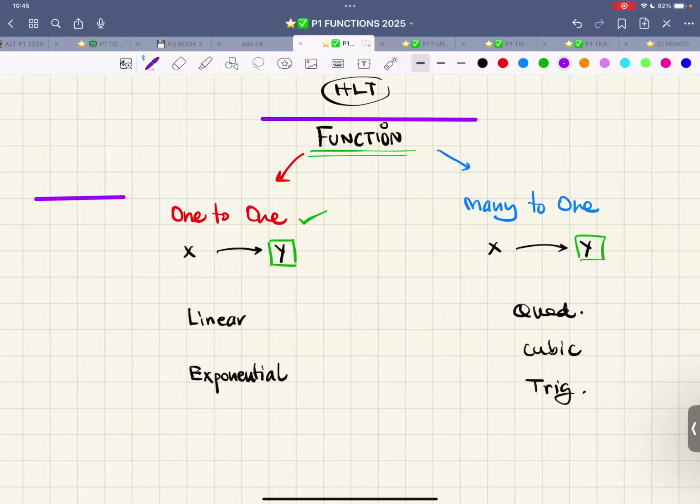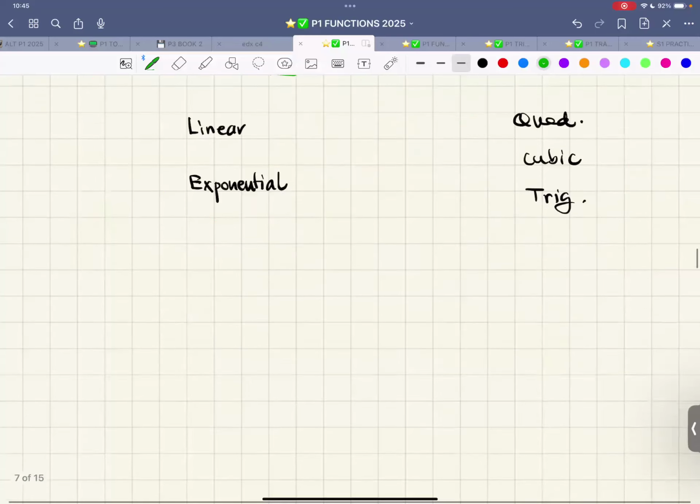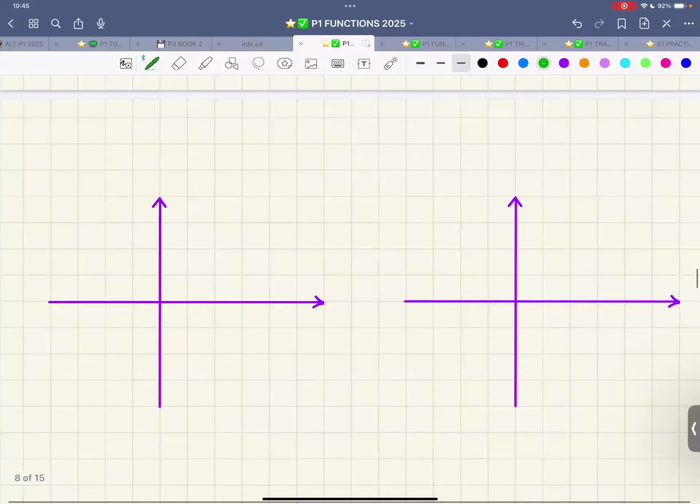So let me draw it over here. So now, if it cuts at 1 point, so let me use a green marker. If it cuts at 1 point, it will be a one-to-one function. And if it cuts at more than 1 point, it's not one-to-one, it's many-to-one. So it's a function, that's for sure. But we are differentiating between one-to-one versus many-to-one.